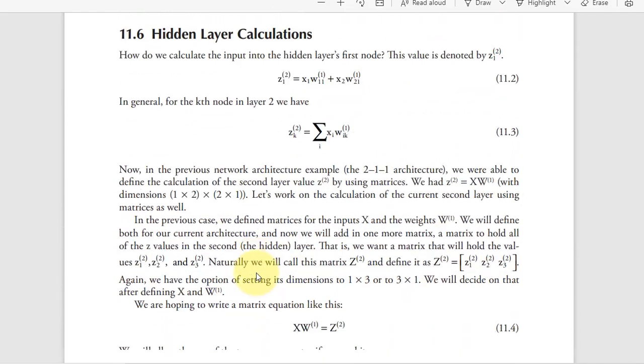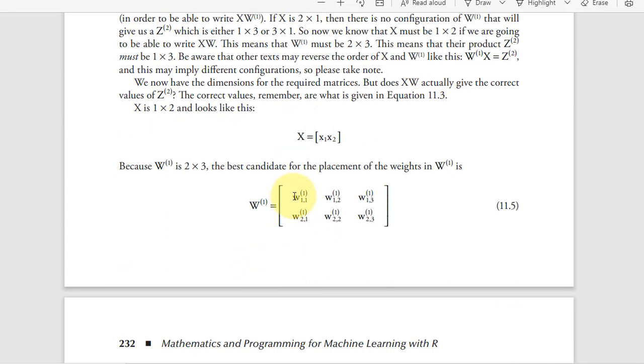So let's see what we have here. So this is 1, 1, 1, 2, 1, 3. That means it comes from the X1 and goes to the second layer first node, second layer second node, second layer third node, or it can come from the second x input, and go to either one of those three second layer nodes. So we have these 6 weights, and we've lined them up like this.